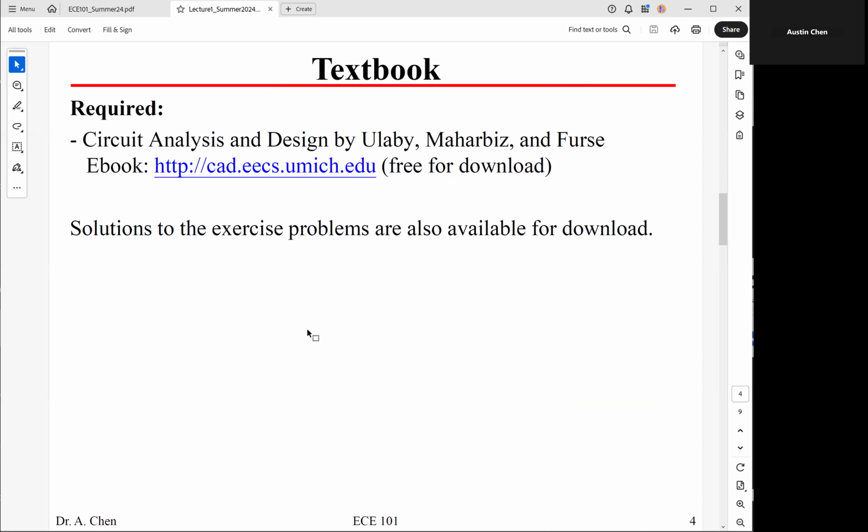Here's the textbook required for this course. The textbook is available for download simply by clicking on this link. The book also provides additional exercise problems for practice, and the solution manual is available for download as well.